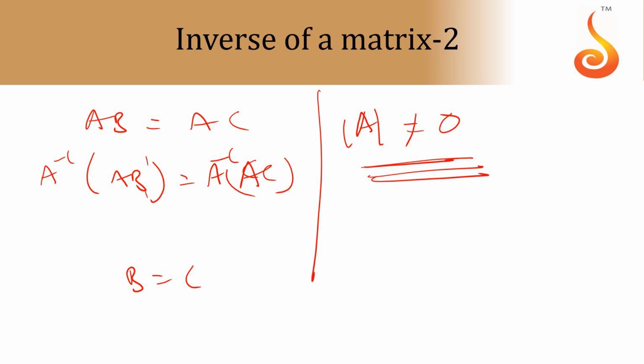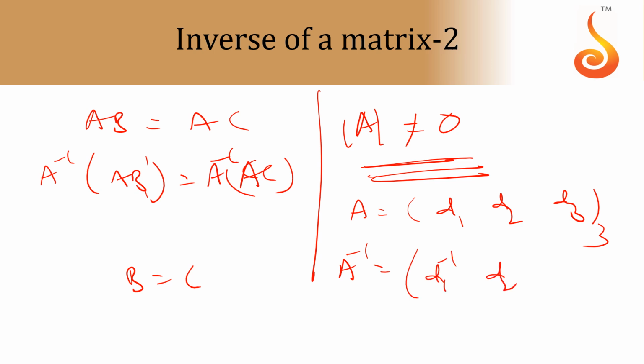Similarly, you can say for adjoint also. If A is symmetric, adjoint A is also symmetric. If A is diagonal, adjoint A is also diagonal. And one more important thing, if A is a diagonal matrix D1, D2, D3, the way of this is 3 by 3: D1 0 0, 0 D2 0, 0 0 D3. Then A inverse you can directly say D1 inverse, D2 inverse, D3 inverse.